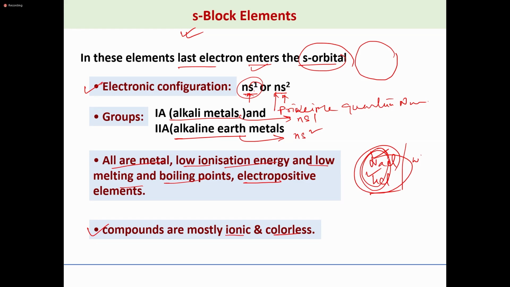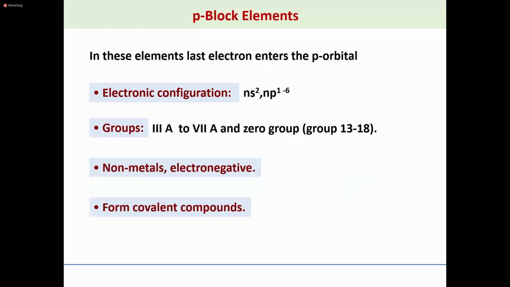So there are two groups, the alkali metals and the alkaline earth metals. The S block contains the alkali metals and the alkaline earth metals, which have the electronic configuration ns1 and ns2 respectively: ns1 for the alkali metals and ns2 for the alkaline earth metals. These are the metals. They have low ionization energy, low melting point, low boiling point, and they are electropositive.